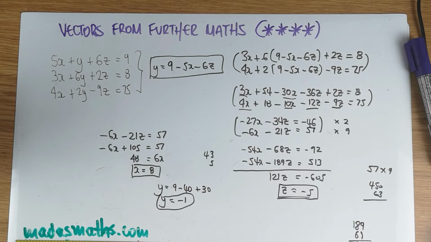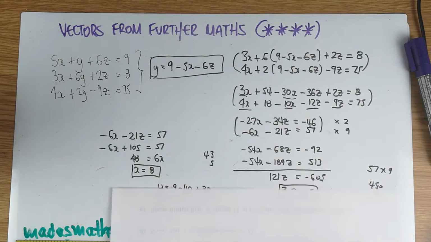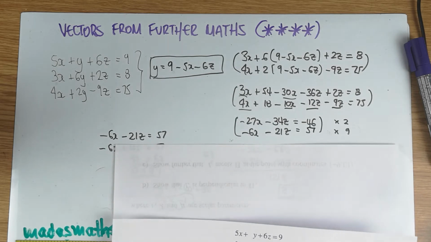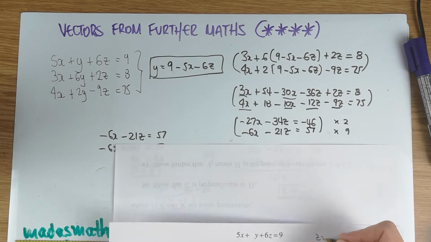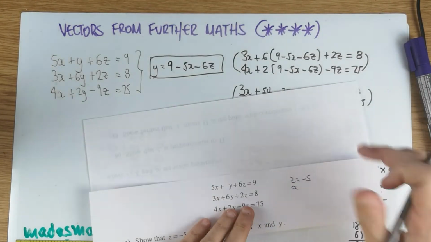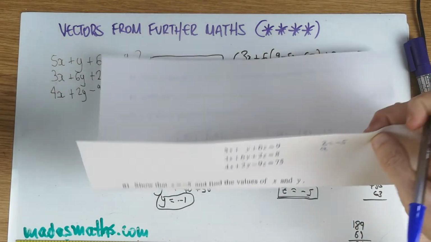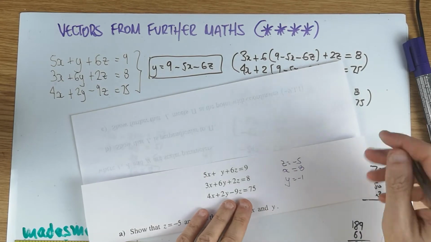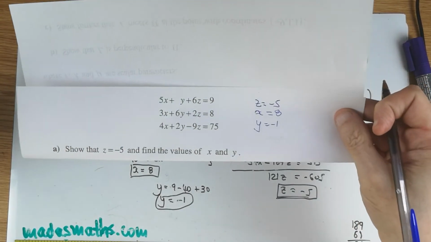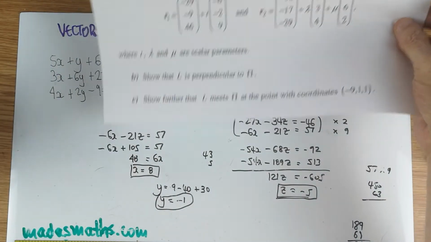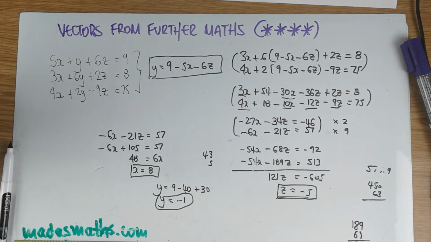What I'm going to do, because I need the board, and I don't think this is done just randomly. Z is equal to negative 5, X is equal to 8, and Y is equal to minus 1. These are my solutions, because there's a good chance I'm going to need them later. Later we're going into vectors, so let me just clear the board and I'll let you read the rest of the question.